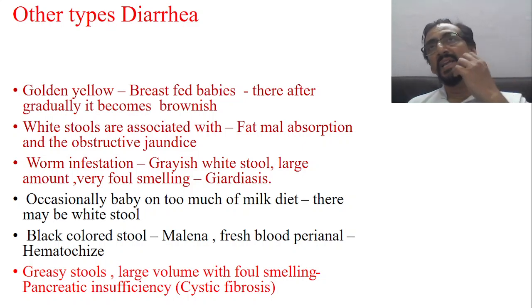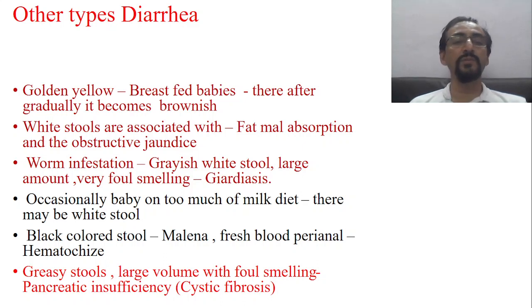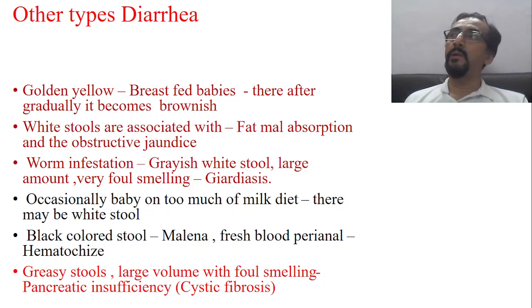Now sometimes diarrhea may be there because of worm infestation. Even worm infestation may also cause diarrhea, and usually in case of worm infestation we will have grayish color white stool, a large amount will be there and very foul smelling. So usually, worms cannot stay in the large intestine because in the large intestine there is no nutrients at all. So they will be present only in those areas where they get the maximum nutrients. All the nutrients are present in the small intestine, so their most favorite place is always the small intestine.